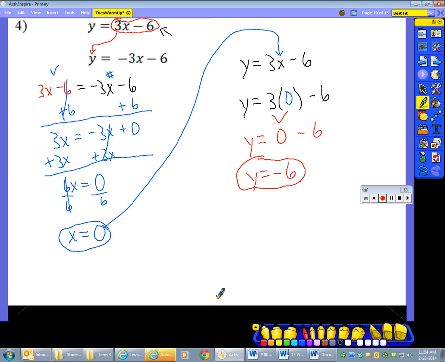So my answer, I'm going to put it in coordinate format. X is 0, so that goes first. X is 0, and then y is negative 6, so I'll put that second. There we go. That's my answer right there. X is 0, y is negative 6.